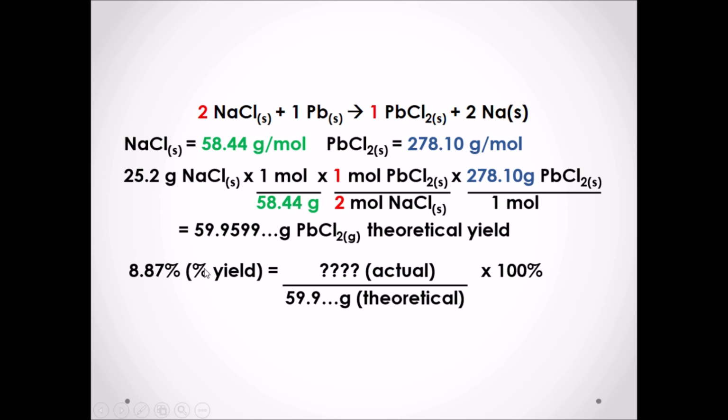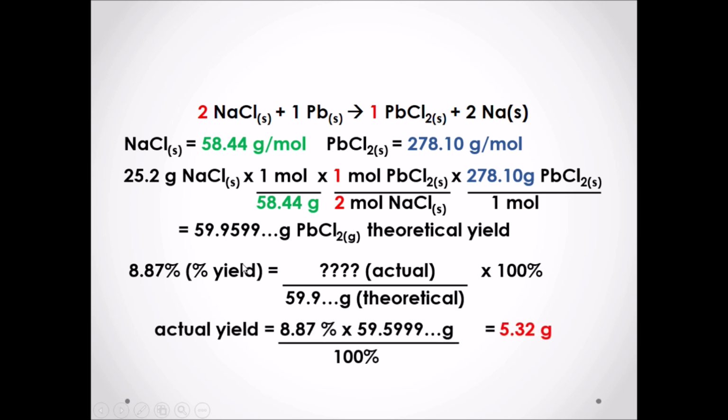We can then rearrange our percent yield calculation. We already have the 8.87%, which was given in the question, and we just calculated the theoretical yield, which is 59.9 ... grams. If this calculation is rearranged, the actual yield is equal to the percent yield times the theoretical yield and divided by 100%. The actual yield of PbCl2 in this experiment is 5.32 grams.